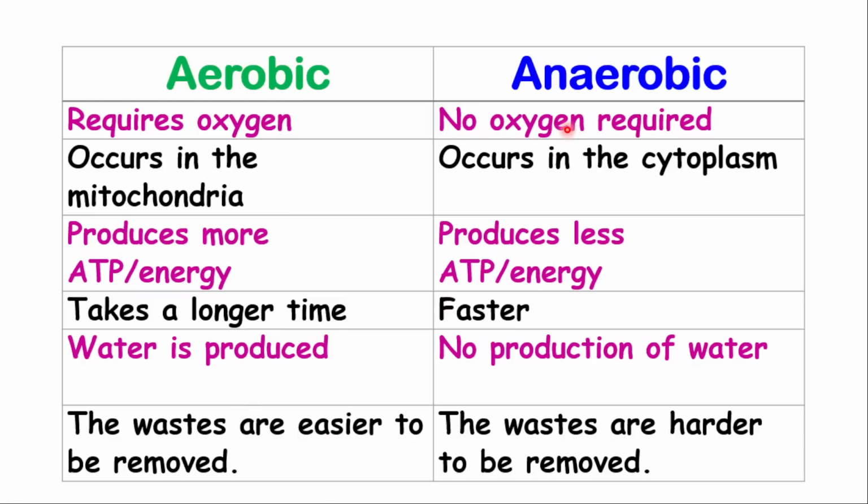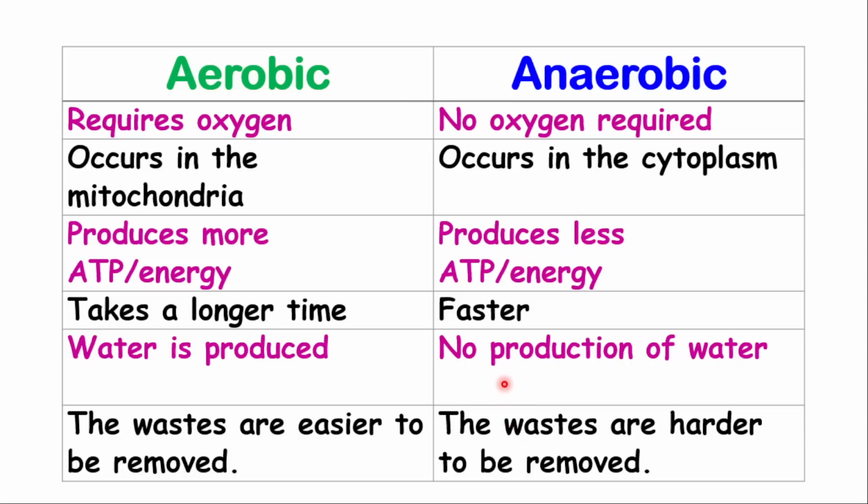For anaerobic respiration, no oxygen is required, and it occurs in the cytoplasm. Please make a note of that. It produces less energy or ATP. It is faster because it results in an incomplete breaking down of glucose. There is generally no production of water.